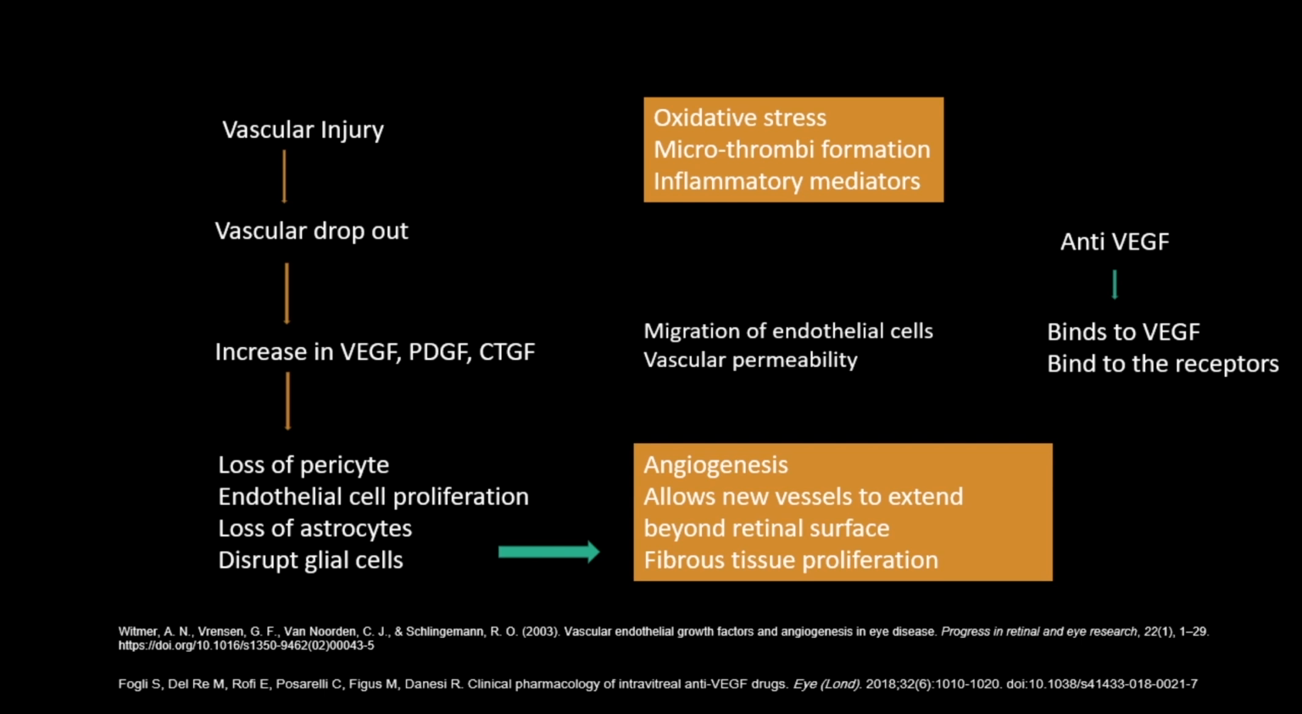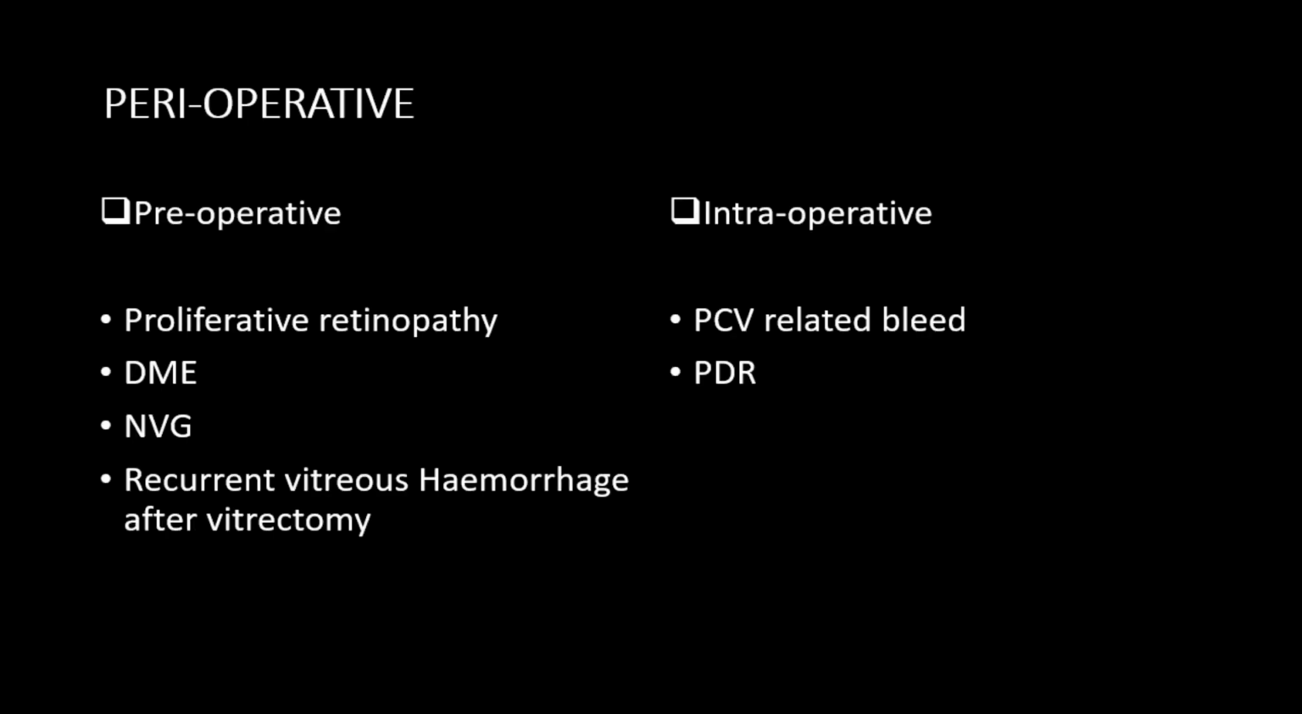Now, any vascular injury can create an imbalance between angiogenic factors, which creates an environment of pro-angiogenesis and allows new vessels to extend on the retinal surface and also on the choroidal surface. Also, they can cause fibrous tissue proliferation. The main aim of anti-VEGF is to bind to the VEGF receptors directly or can bind to the VEGF and inhibit its further binding to the receptors.